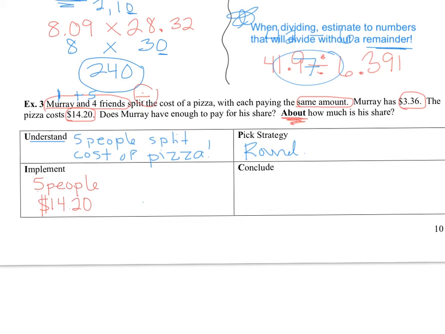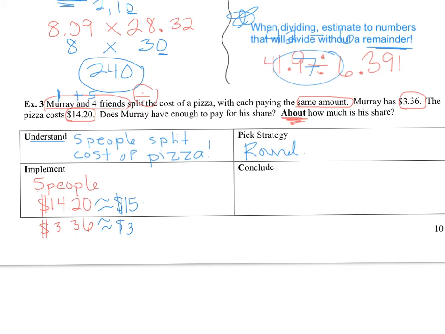All right, so as far as the estimating goes, I think we're good with the 5. We don't want to change that. But what are we going to estimate the $14.20 to? We want a number that's easily divisible by 5. So something that's close to the $14.20 would be $15. Another number that I need to round is the $3.36. Okay, because remember we need to know if Murray has enough money. So let's go ahead and round that number as well. So he is at $3.36, which is, we're going to round it down to $3.